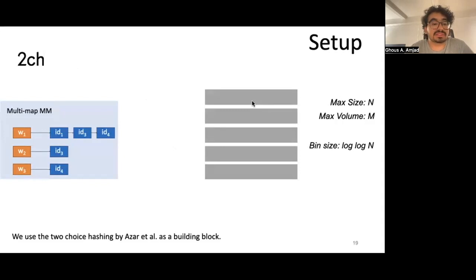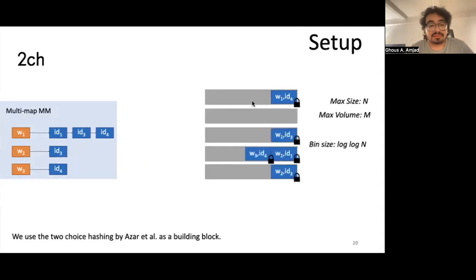We use the two-choice hashing by Azar et al. as the building block. Now, what we do essentially is that we pick a label-value pair, for example, W1 ID4, and we hash it to two bins, and we put it in the less loaded bin. Here, both bins are empty, so we put it in any bin. Then we encrypt it. Same, we take another label-value pair, we encrypt it, and we do the same thing for everything. And that's how we populate the encrypted multi-map.